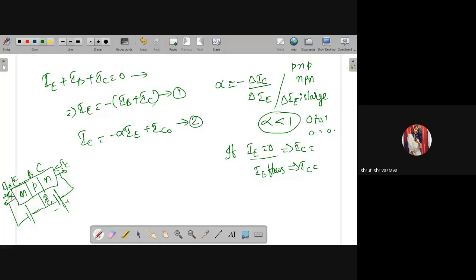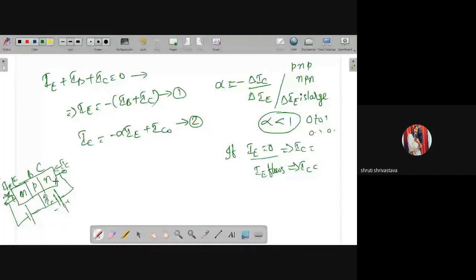The emitter current is 0, which means the emitter is not emitting any electrons. When the emitter is not emitting any electrons, no electrons are moving from emitter to collector. The collector is not able to collect unless there is emitter current.